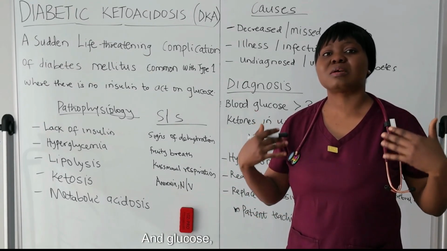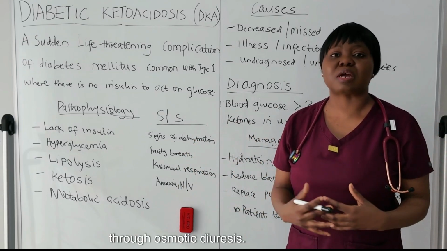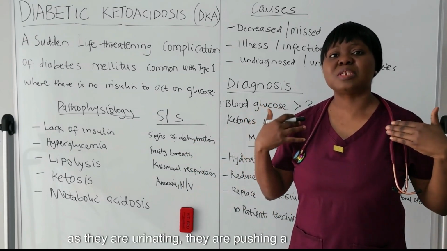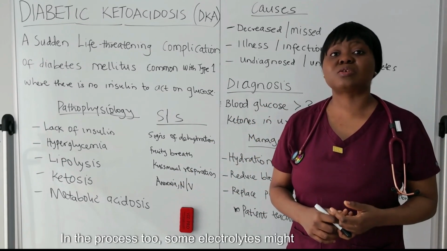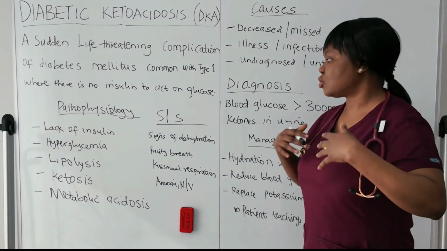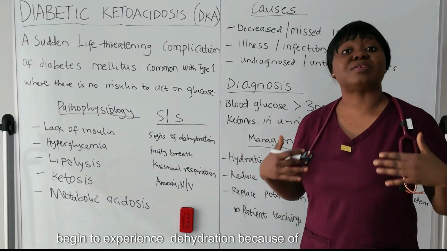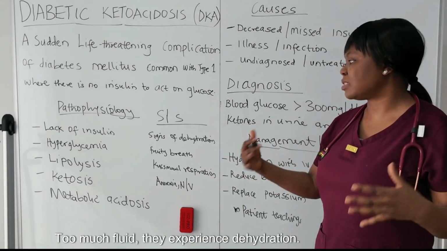And glucose loves water. It pulls water along with it through osmotic diuresis. As they are urinating, they are pushing out a lot of fluids. In the process, some electrolytes might go along with it, like sodium, potassium, chloride, and so on. So they begin to experience dehydration because of too much fluid loss. They are urinating a lot, too much fluid, and they experience dehydration.